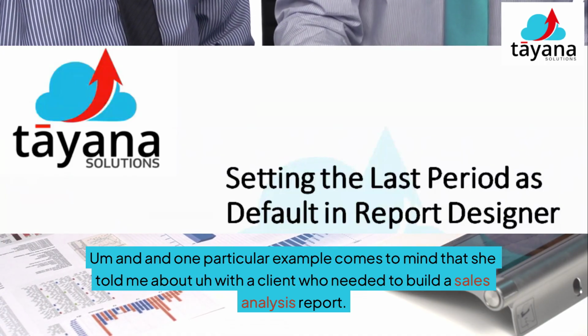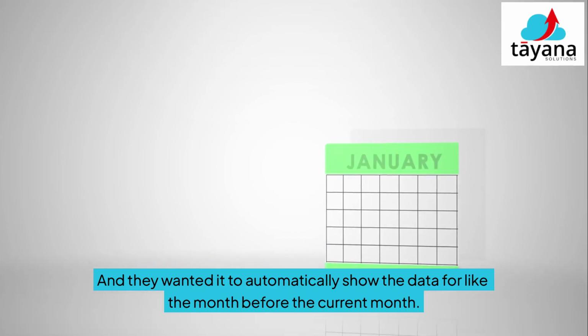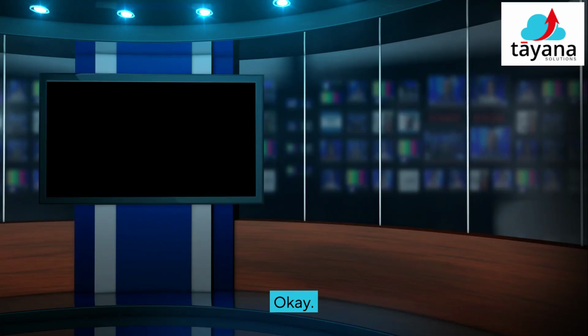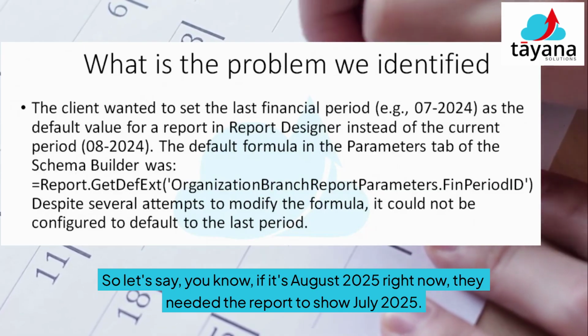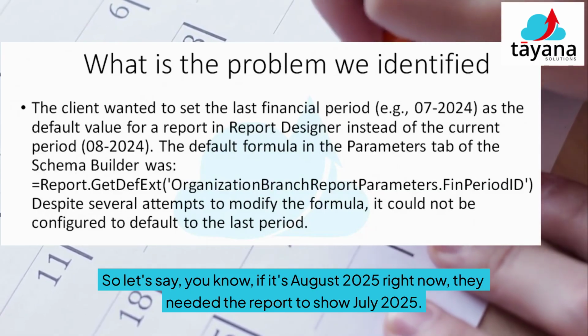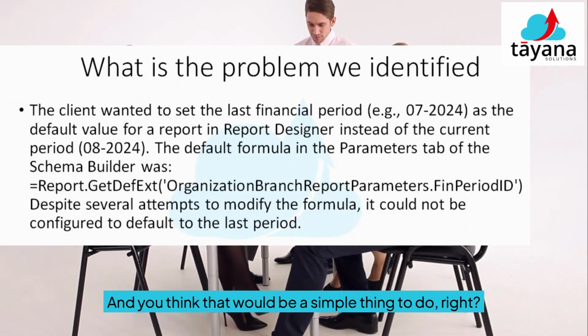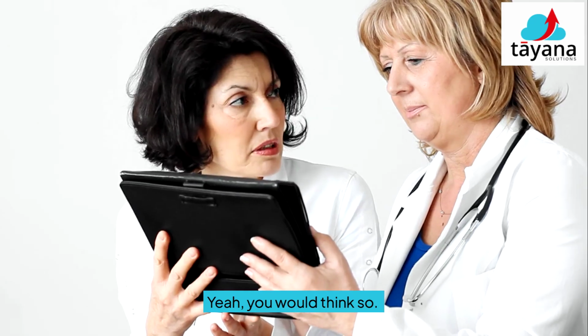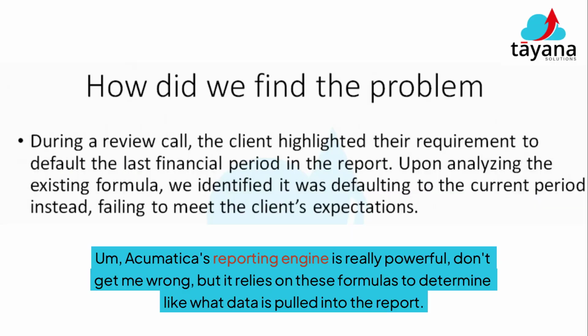needed to build a sales analysis report. And they wanted it to automatically show the data for the month before the current month. So let's say, if it's August 2025 right now, they needed the report to show July 2025. Gotcha. And you think that would be a simple thing to do, right? Yeah, you would think so, but sometimes these things can be a lot trickier than they seem.